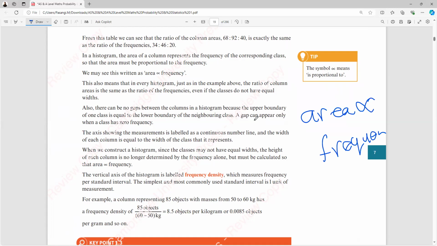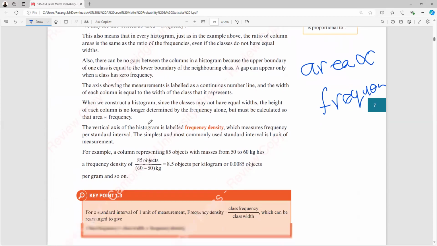So a gap can appear only when a class has zero frequency. Okay. Only if there is a zero frequency. So it's clear, right? Up to this point, yeah.